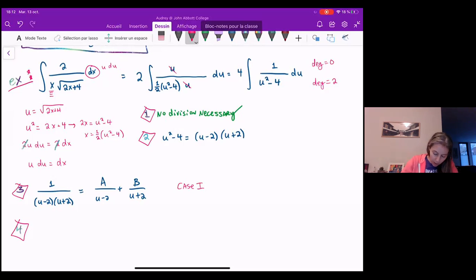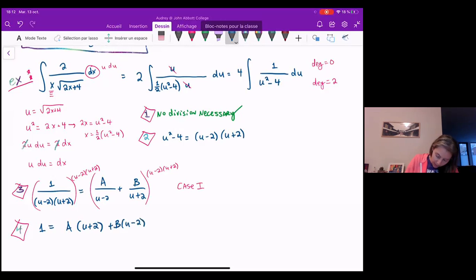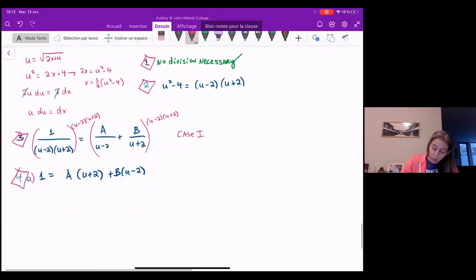So now I'm multiplying both sides by u minus 2 times u plus 2 to get 1 is equal to a times u plus 2 plus b times u minus 2. And that is my first step of solving for the numerators. So then for b, we want to plug in u values starting with the zeros of the denominator. So here are my zeros. Our u is equal to 2 and negative 2. Remember, those are just the values where the denominator equals 0.